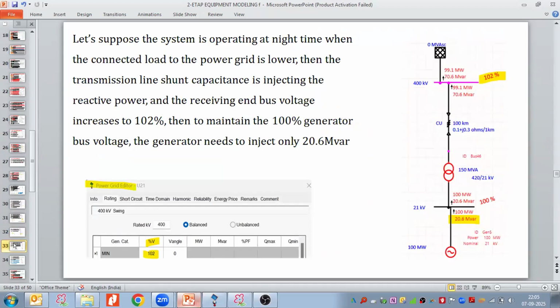Now let us suppose the system is operating at night time when the connected load on the grid is lower, then the transmission line shunt capacitors are also injecting reactive power into the grid. Due to that, the receiving end bus voltage may increase from 100 to 102%. Then, to maintain the 100% generator bus voltage, the generator needs to inject only 20.6 MVAR, as we have already seen.